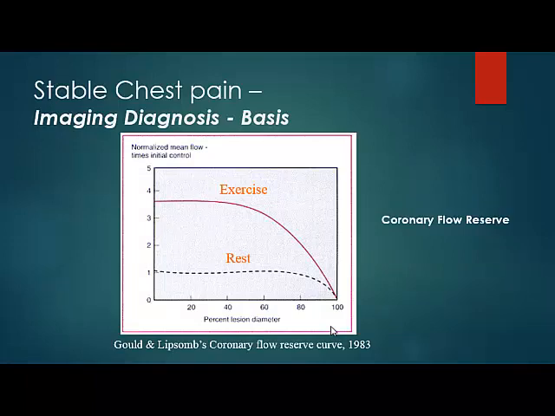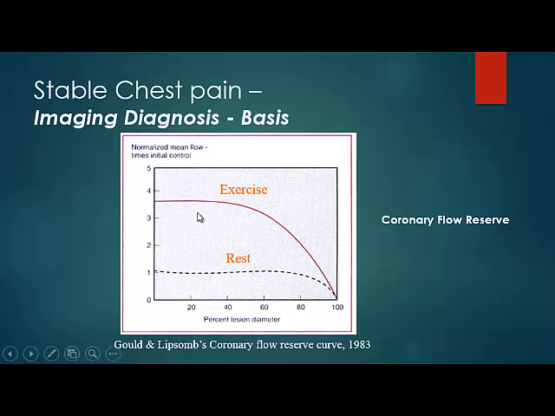So this curve is called Gould's curve. It's a very famous, well-known physiological experiment which shows on the x-axis the degree of stenosis in the coronary artery, and on the y-axis the amount of blood flow in the coronary artery in liters per minute. What this is showing us is that the flow in the coronary arteries at rest remains fairly normal until you get beyond 80% diameter stenosis in the artery. Only after that does it start to reduce.